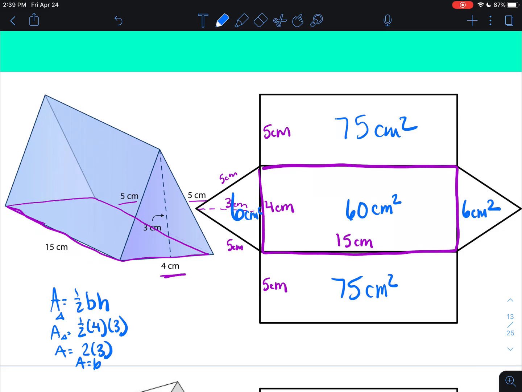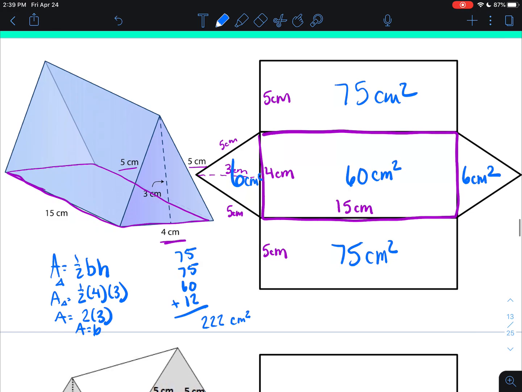So for the surface area, we're going to add all of those together. So 75, 75, 60, and then 6 and 6 is 12. When you add all of them up, you should get 222 square centimeters.